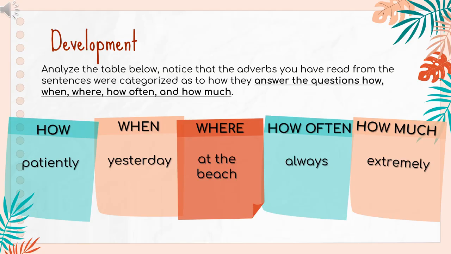Analyze the table below. Notice that the adverbs you have read from the sentences were categorized as to how they answer the questions how, when, where, how often, and how much. Word under how is patiently. Word under when is yesterday. Word under where is at the beach. Word under how often is always. And word under how much is extremely.